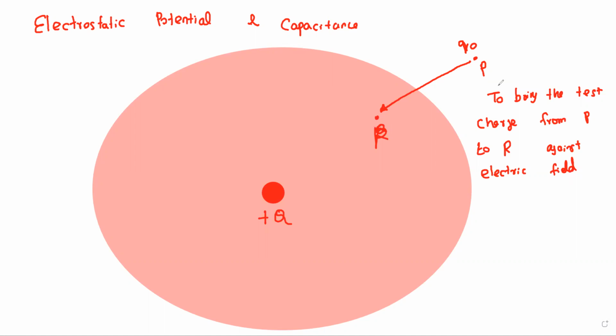So if you want to bring the charge from point P to R, work should be done against that electrostatic repulsive force. Let it be called F.